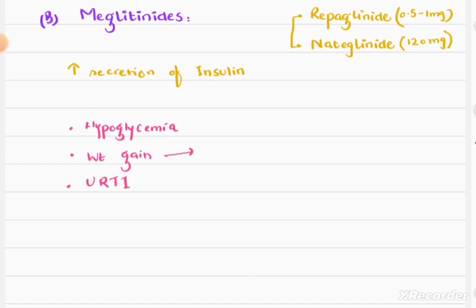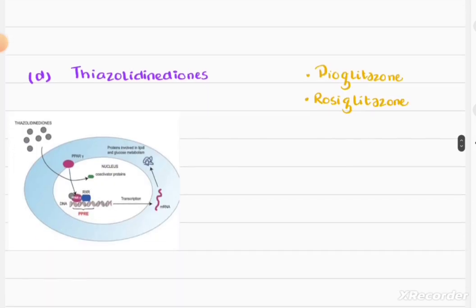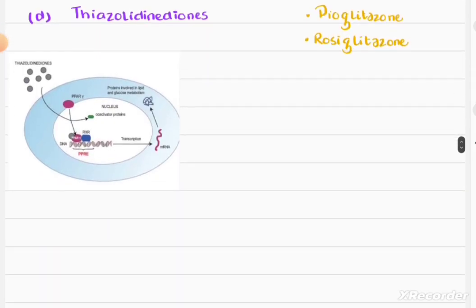Now, the third class is thiazolidinediones. In this class, we have two drugs, pioglitazone and rosiglitazone. And the mechanism of action of thiazolidinediones is a little bit different from what we have studied in the insulin secretagogues. They are an agonist of PPAR. So this is a peroxisome proliferator activated receptor. So this is the receptor which is activated by peroxisome proliferator.